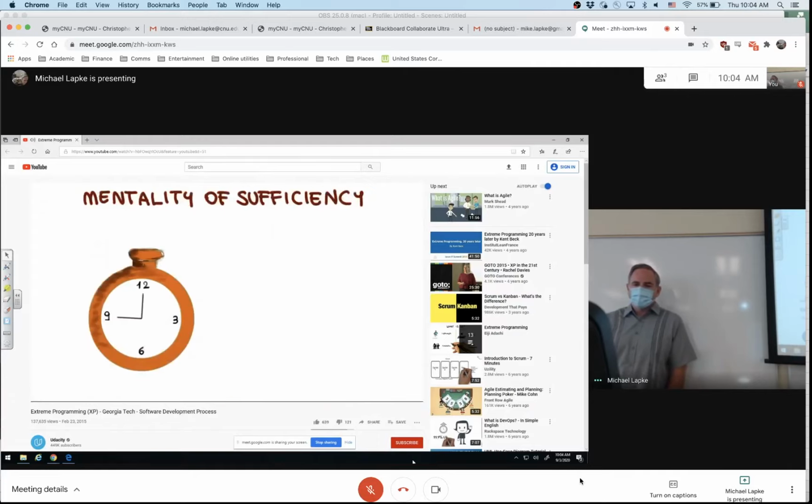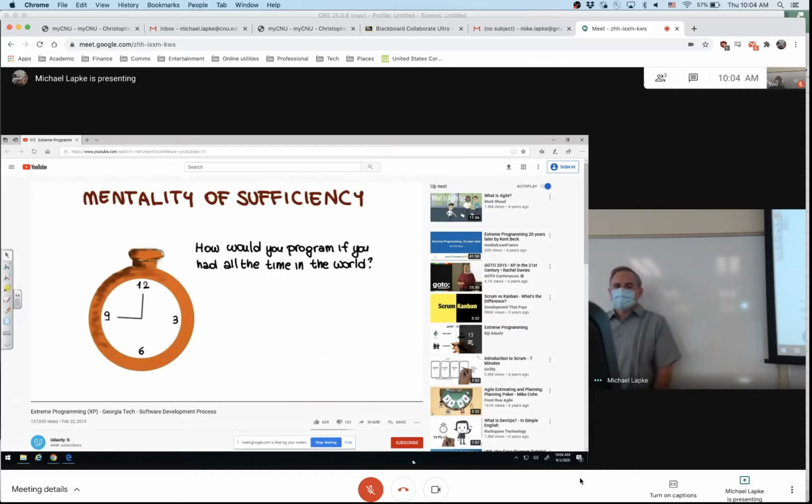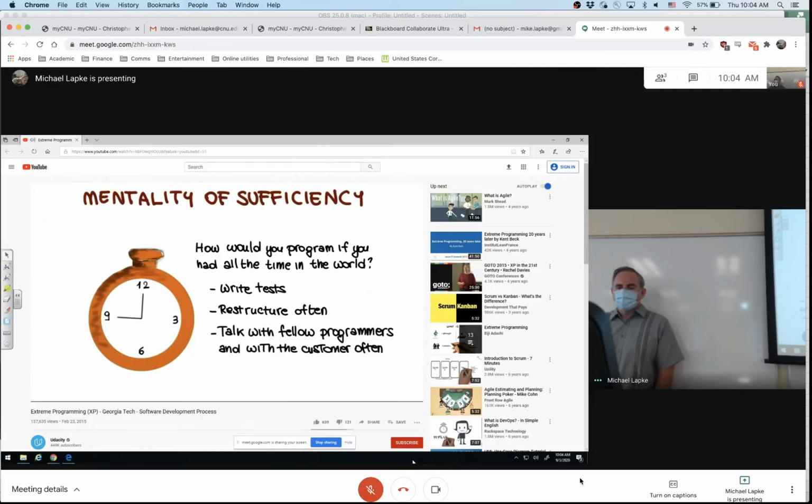In XP, we need to adopt a mentality of sufficiency. What does that mean? How would you program if you had all the time in the world? No time constraints at all. You would probably write tests instead of skipping them because there's no more resources. You will probably restructure your code often because you'll see opportunities to improve it, and you will take them. You will probably talk with fellow programmers and with the customer often, interact with them. And that's exactly the kind of mentality that XP is trying to promote, and agile processes in general. And we will see that following some of the practices that XP is advocating, you can actually achieve these goals, and you can actually behave in this way. And the development process is going to benefit from it overall.